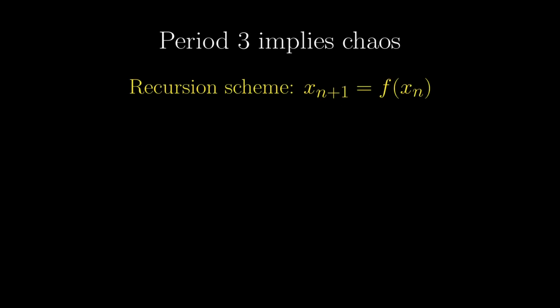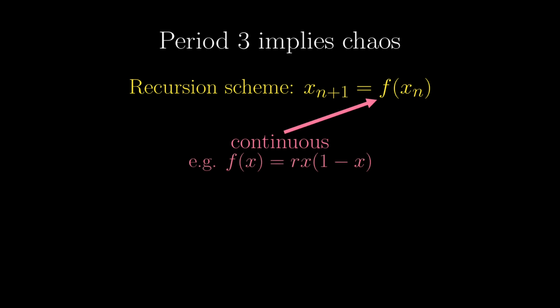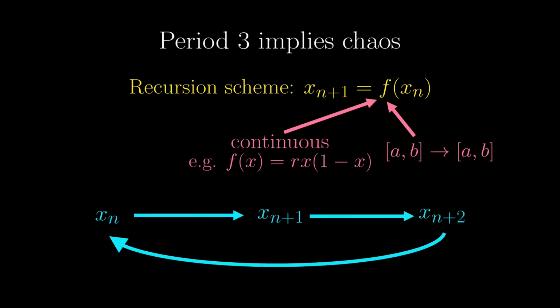Honorable mention, period 3 implies chaos. Let's say you repeatedly apply a recursion scheme where you take f of the previous term, and the function f is continuous, so for instance, rx times 1 minus x for some parameter r, and it sends the interval [a, b] to itself. Then if it happens that there is some x_n, such that if you apply f to it 3 times, it goes back to itself, then the system is chaotic, in the sense that if you nudge the initial value a little bit, you get a very different behavior.